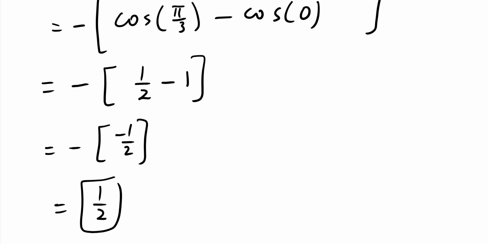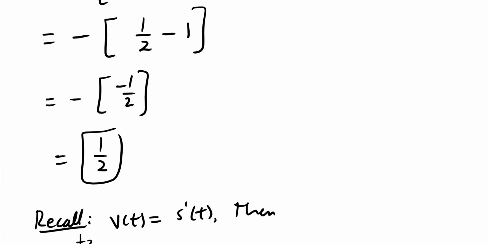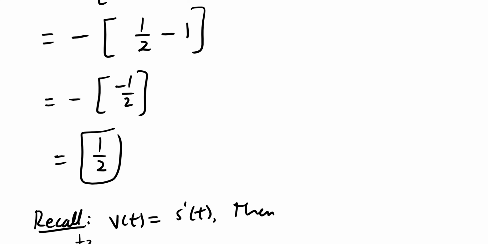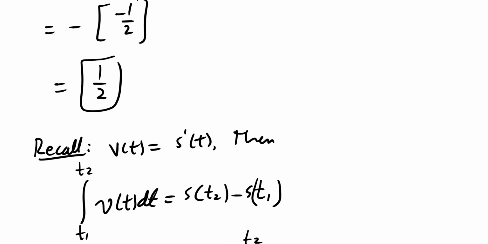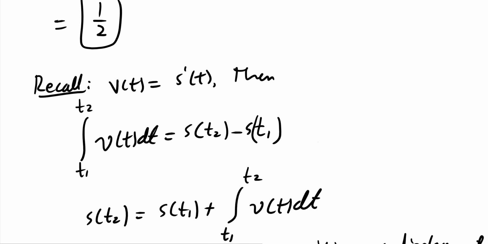So now let's see an application. How do we apply this? Let's say in physics or any other application. First thing, recall that the velocity is the derivative of the position. S of t is the position function. Then if we integrate both sides dt, by the fundamental theorem of calculus, it's going to be s of t2 minus s of t1. Or this can be rewritten as s of t2 equals s of t1 plus the integral from t1 to t2 of v of t dt.